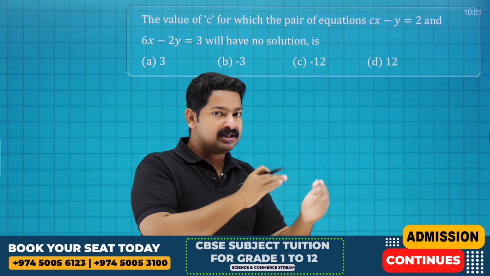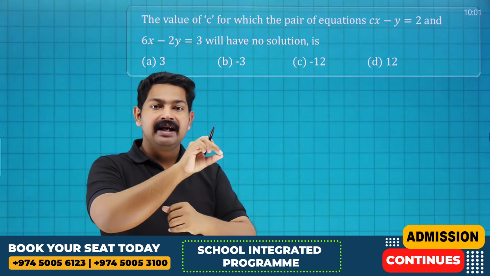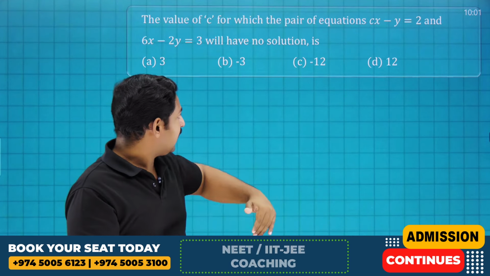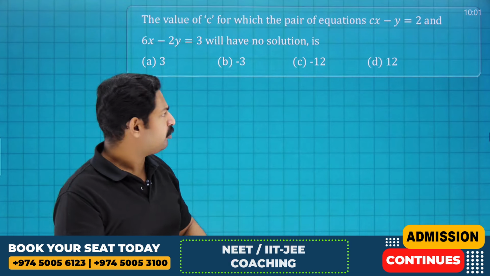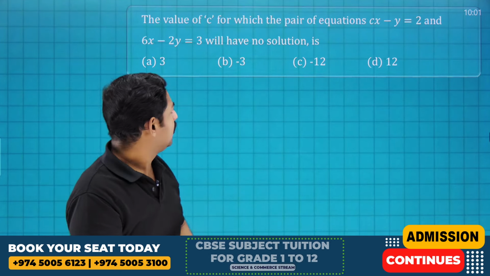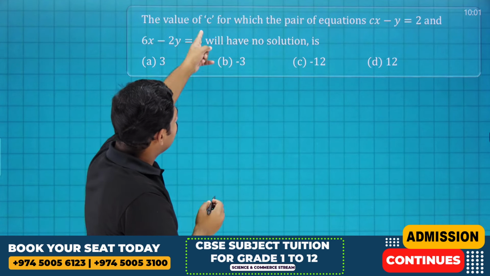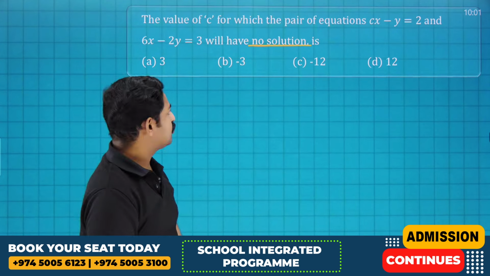And the third condition is the system of equations having infinitely many solutions. In that case, the lines are coincident, and A1 by A2 is equal to B1 by B2 is equal to C1 by C2. So most of the questions are from that topic, right? Here also the same thing. Two equations are given. For what value of c do the equations have no solution?